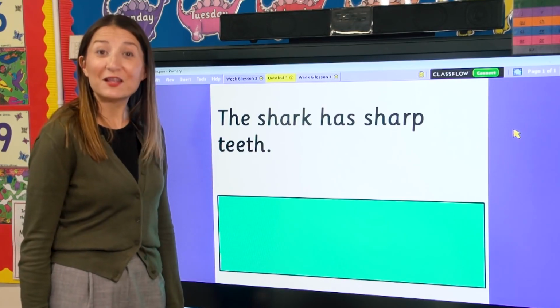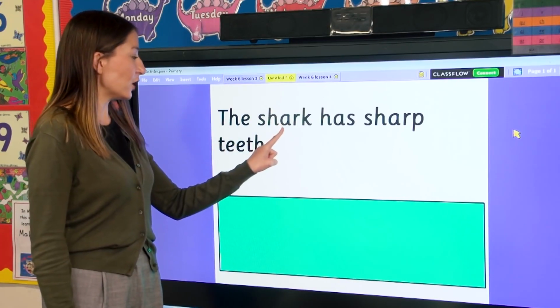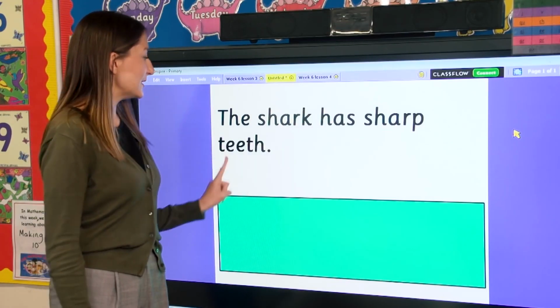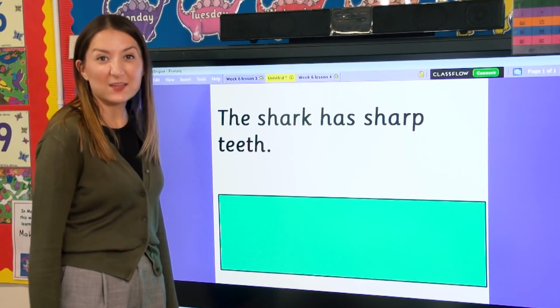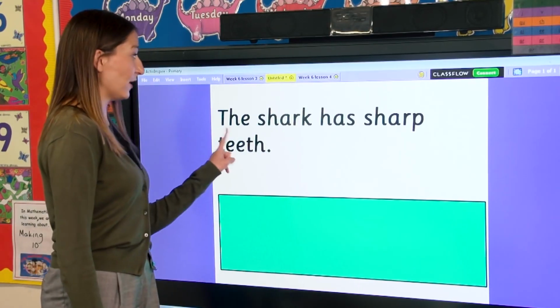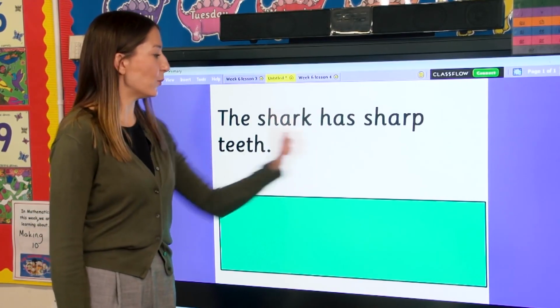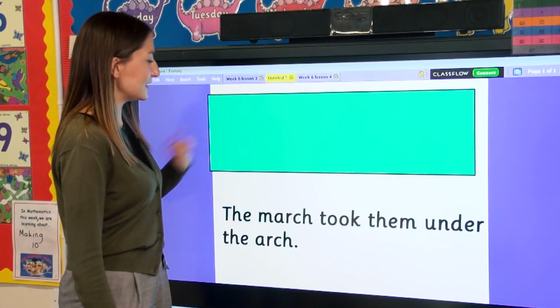Well done. Now let's read the sentence together. The shark has sharp teeth. Let's read it together one more time and read as I point to the words. The shark has sharp teeth. Well done. Let's have a look at this sentence.